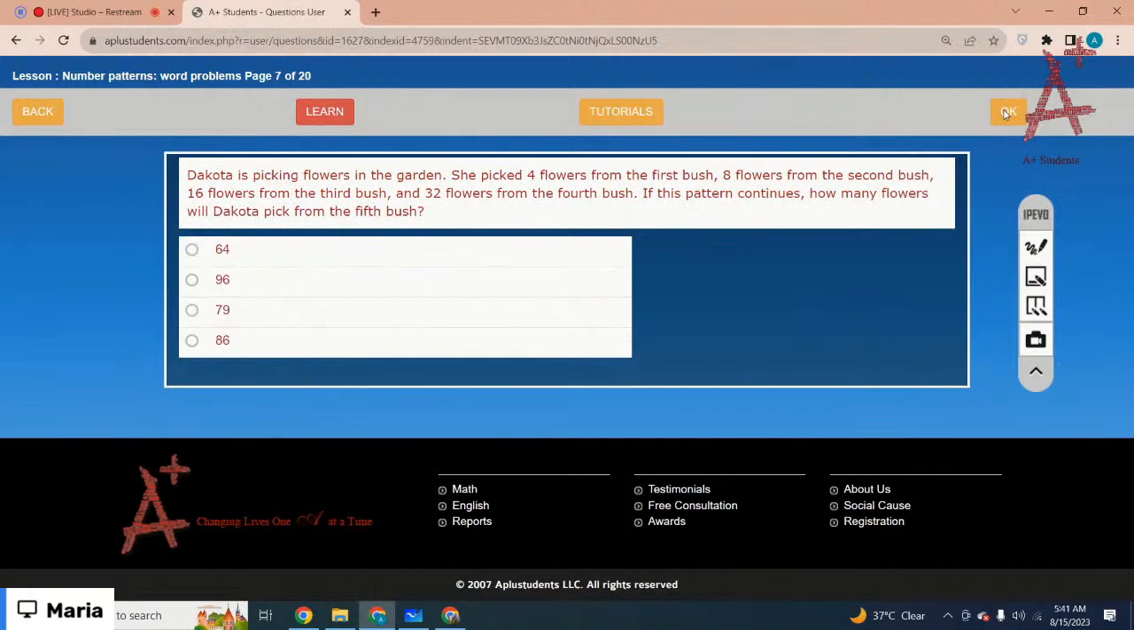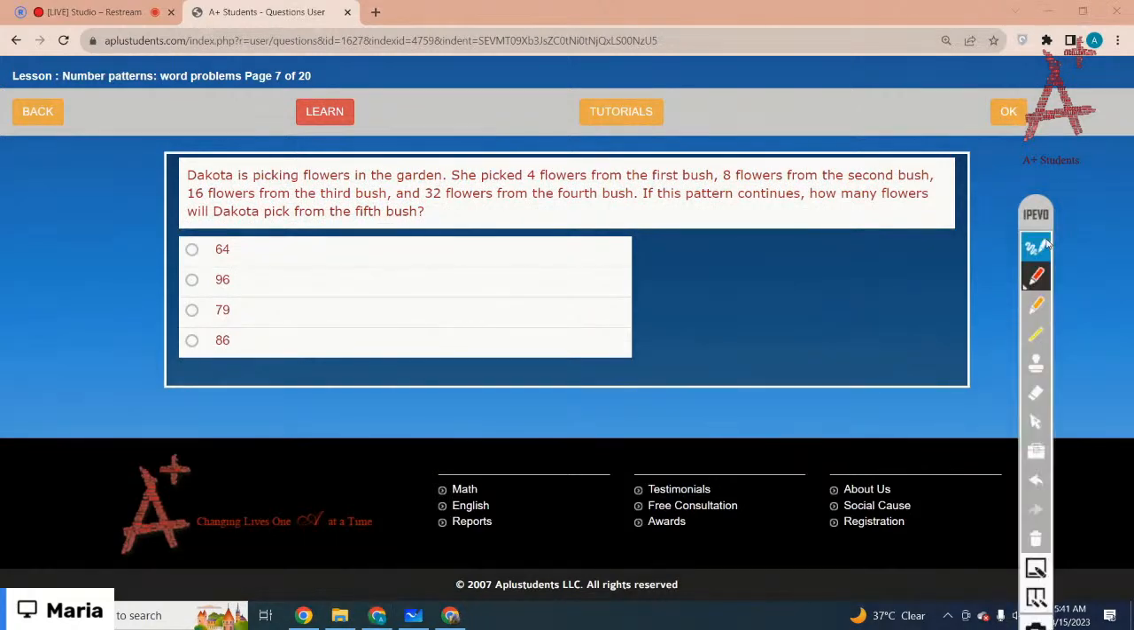Dakota is picking flowers in the garden. She picked 4 flowers from the first bush, 8 flowers from the second, 16 flowers from the third bush, 32 flowers from the fourth bush. If the pattern continues, how many flowers did Dakota pick from the fifth bush?